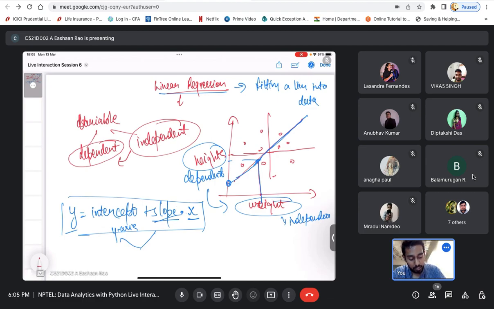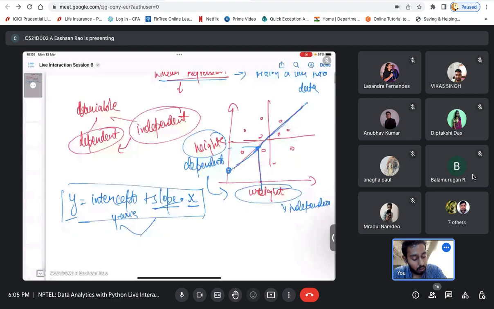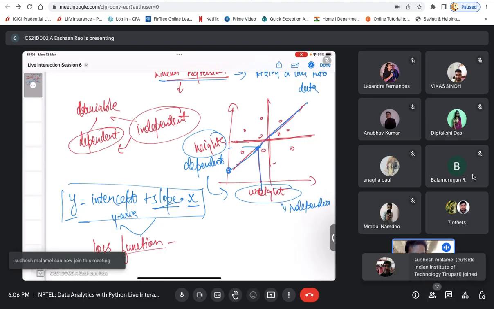Another important fact is that we can fit n number of lines for given data. Like I said, we can have a horizontal line, maybe a vertical line, or a slanted line. We can have any type of it. So which line will fit us? For that, there is something called a loss function, and that loss function is least squares.